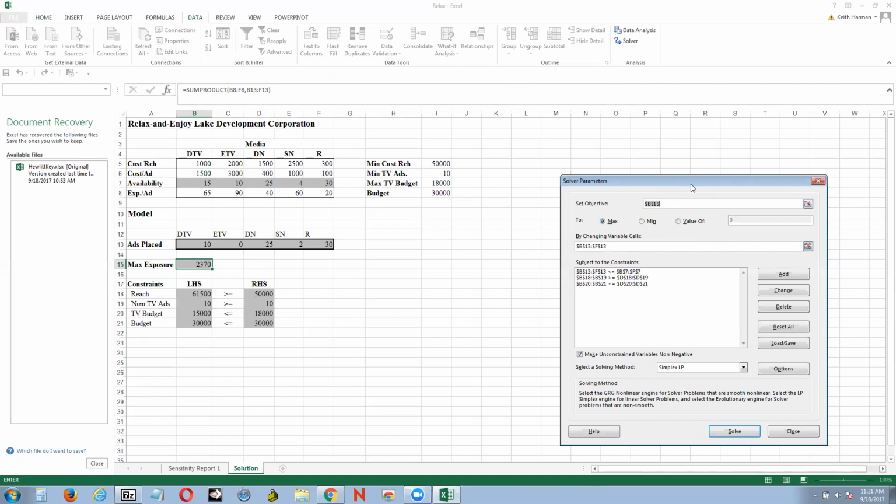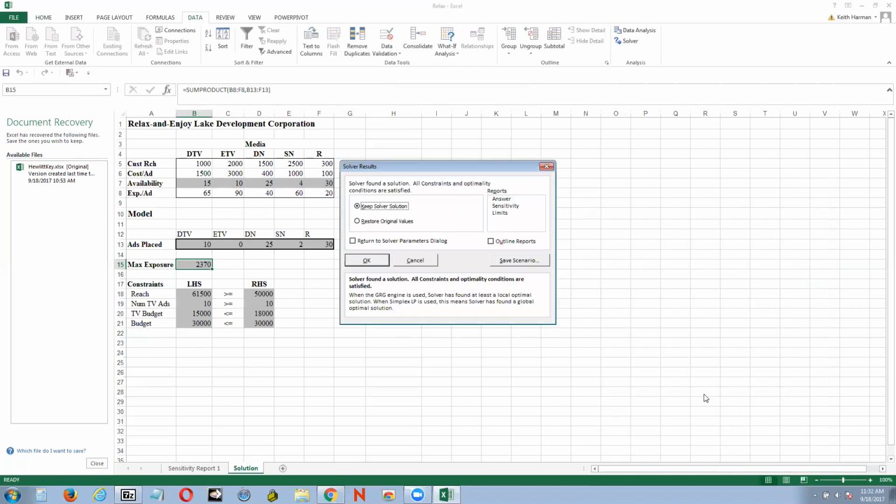Okay? And you can see what they are. Okay? And then we've got the constraints. Okay? And we run the solution, and then we get a sensitivity report. Now I'm just going to click solve on it. Not going to break it. And it says, yeah, we've got to solve.